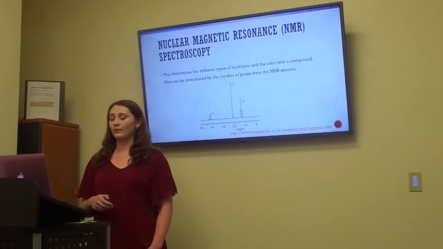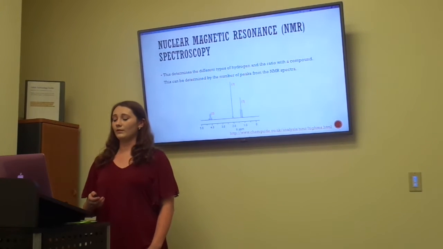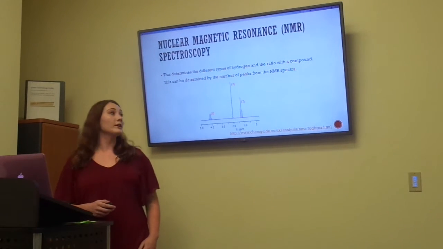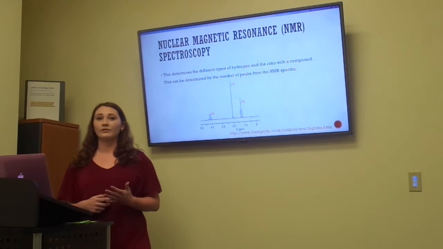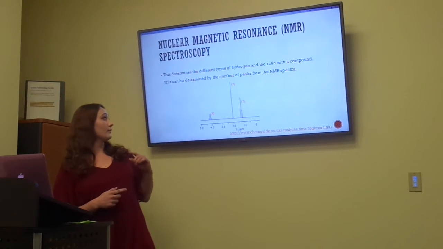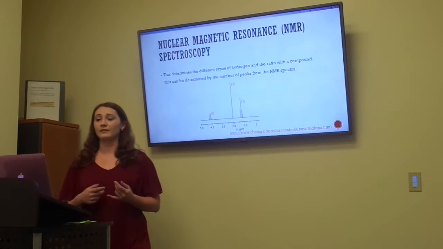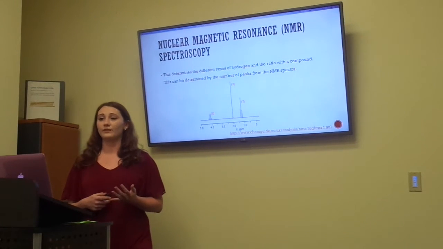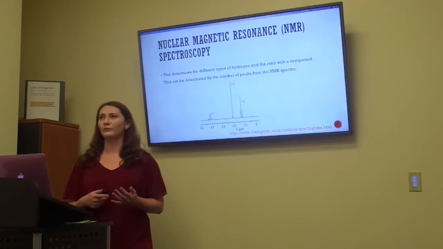NMR, or nuclear magnetic resonance, determines the different types of hydrogens and their ratios. As you can see from this chart, there's 3 peaks, and that indicates that there's 3 different types of hydrogens. On the opposite side, there's the number 2, which indicates that there's 2 hydrogens in that type, and then 3 in another type, and then 3 in another type. So that gives us a ratio of 3 to 2 to 3.